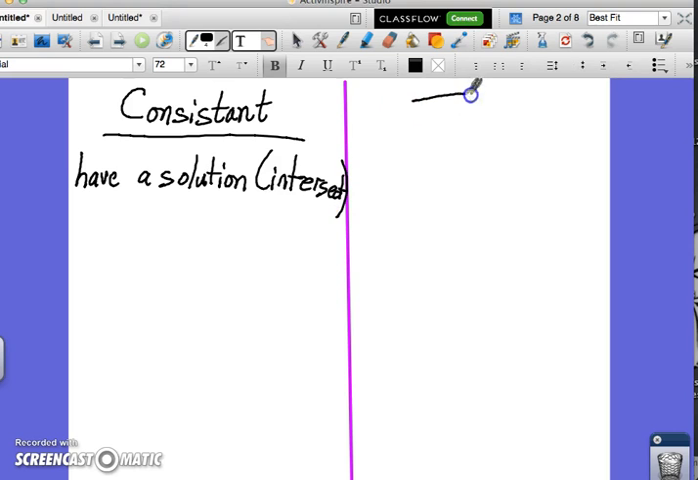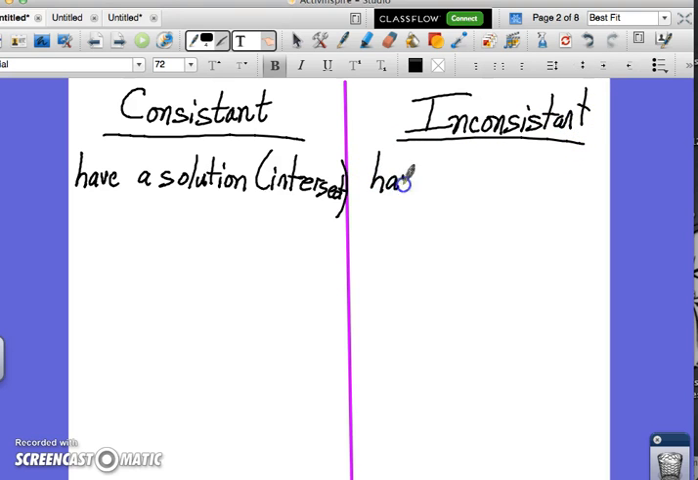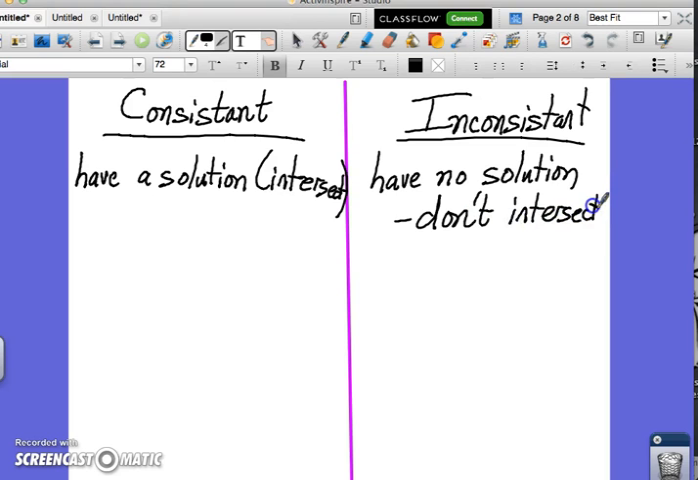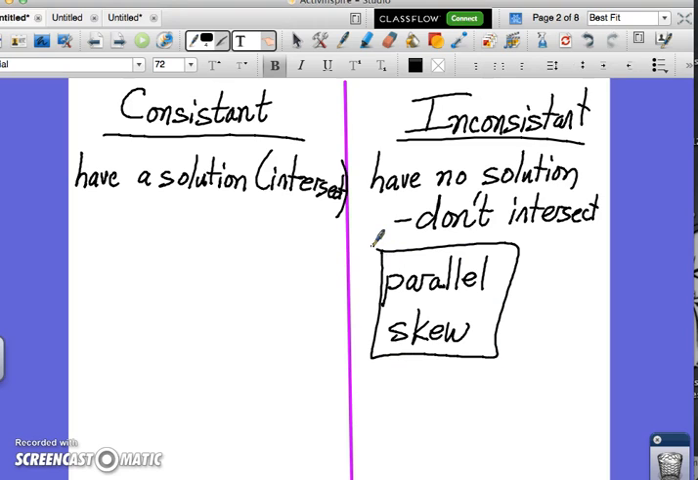They intersect. But we do have some that are called inconsistent. So these are lines which don't intersect. They have no solution. Ones that don't intersect could be lines which are parallel. Or we're also going to talk about, and you'll look at them next year, lines that are skew. Anyway, they don't intersect. They have no place where they cross. They're lines that never cross.